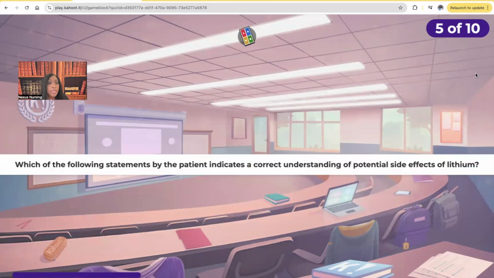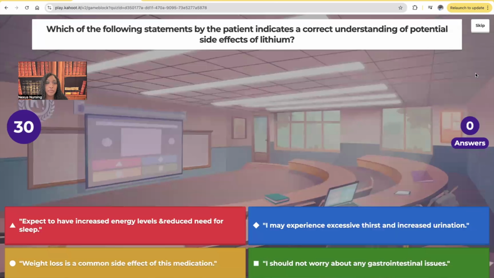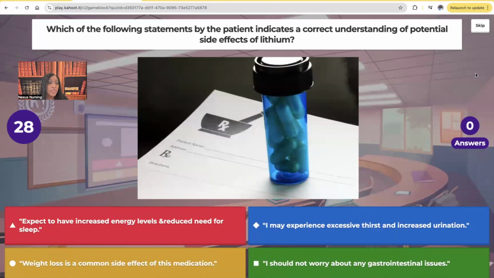Okay, which of the following statements by the patient indicates a correct understanding of potential side effects of lithium? Expect to have increased energy levels and reduced need for sleep. I may experience excessive thirst and increased urination. Weight loss is a common side effect of this medication. I should not worry about any GI issues. We're talking about lithium. What do you think would be a correct statement?